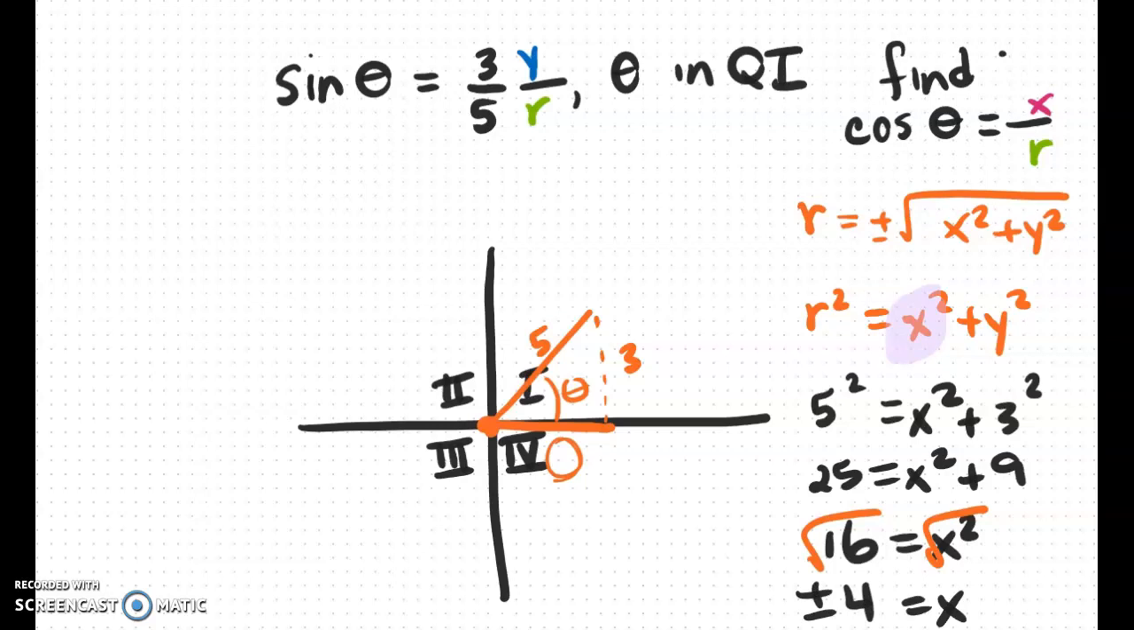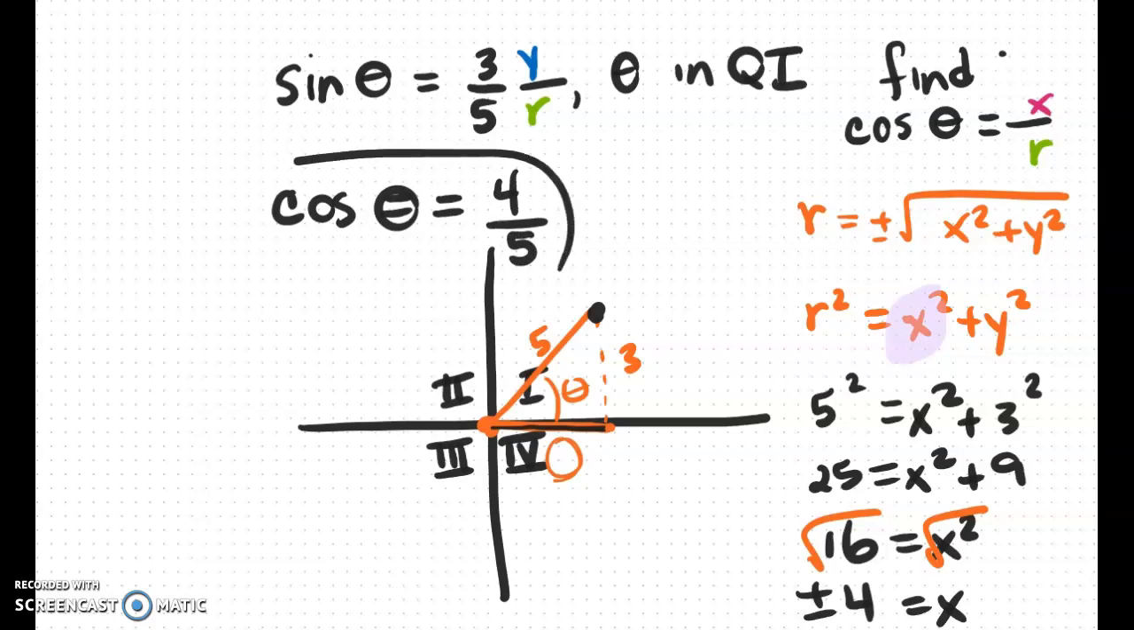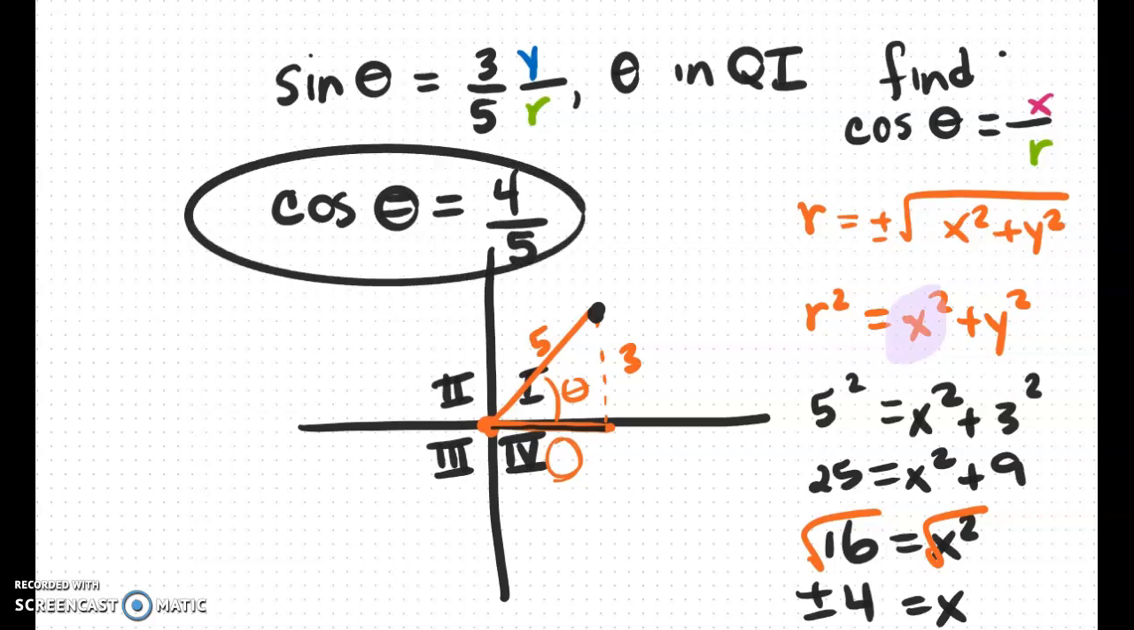Now, because the angle falls in quadrant 1, you can only have a positive x value. And we'll talk more about the trig functions and what quadrants they fall into and their positive and negative signs as we move on. But that would mean that my x value could only be positive 4 because it's in quadrant 1, and so this would be the cosine of theta, 4 over 5. So that is an example using that definition of a trig function.